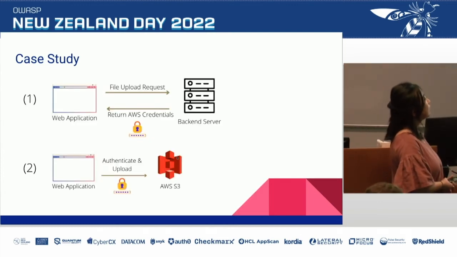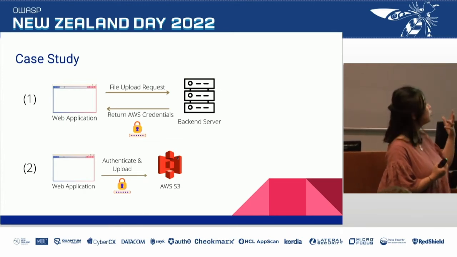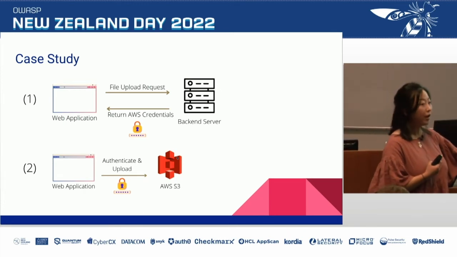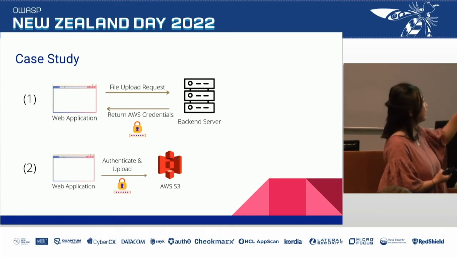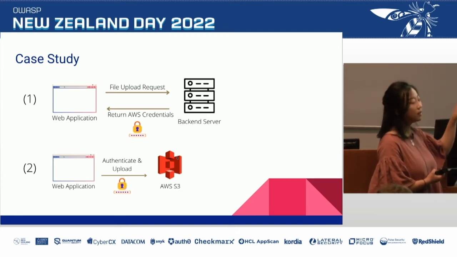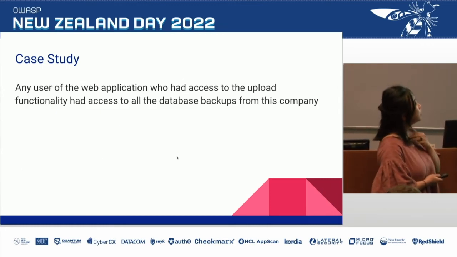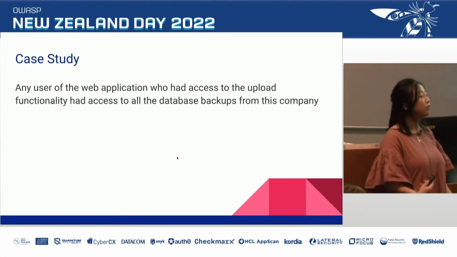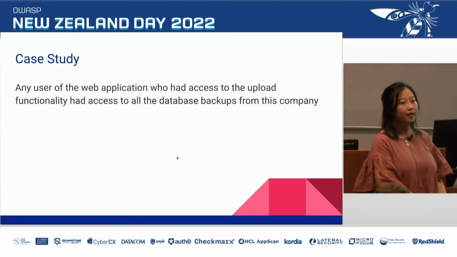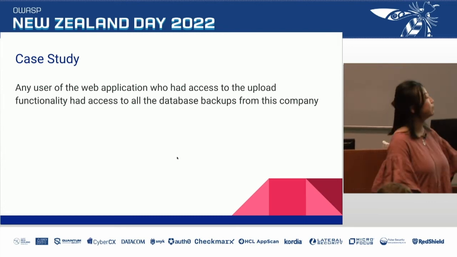So, a quick recap of how this all happened. The web application was just trying to send a file upload request, and the server sent back the credentials, all of that visible, and then the application uses the credentials to upload directly to S3. So like I was saying before, anyone such as myself who had access to the functionality also had access to all the database backups from the company.